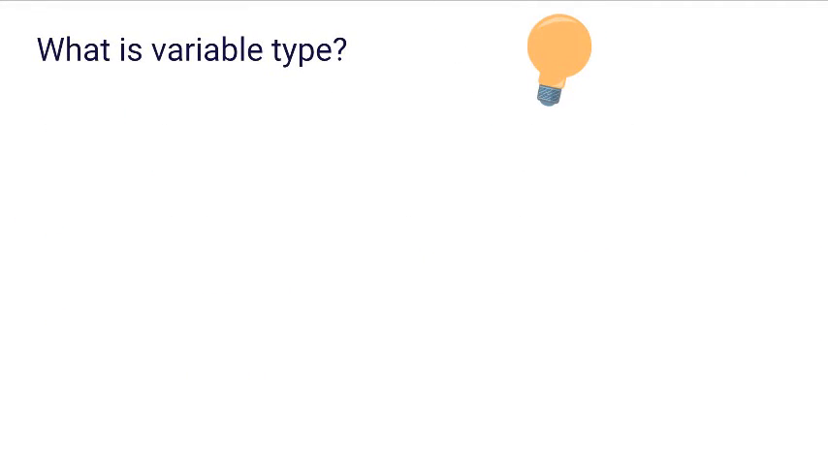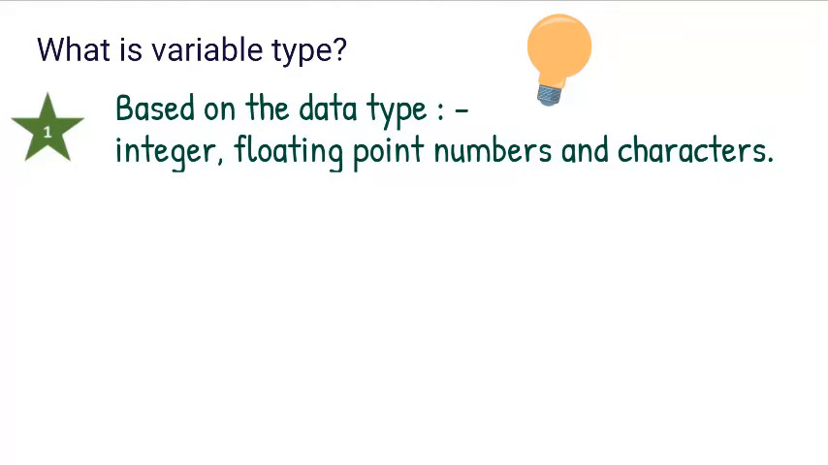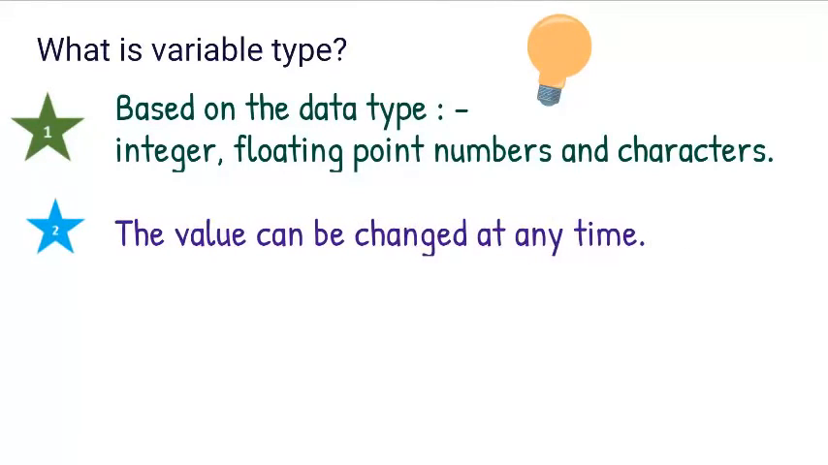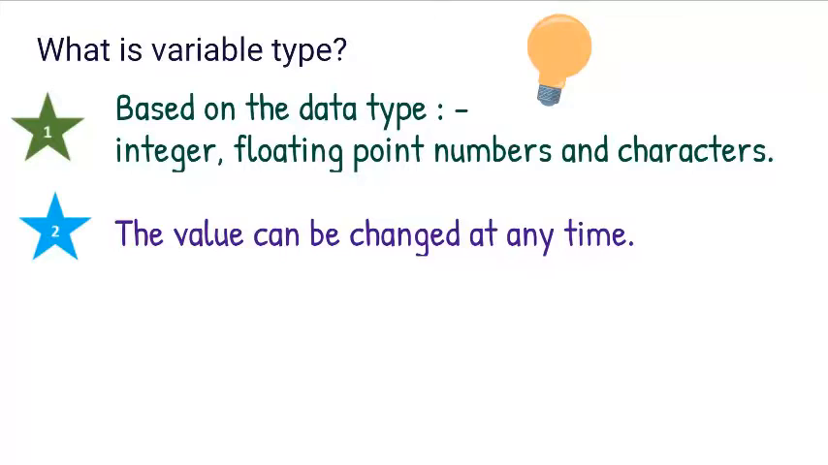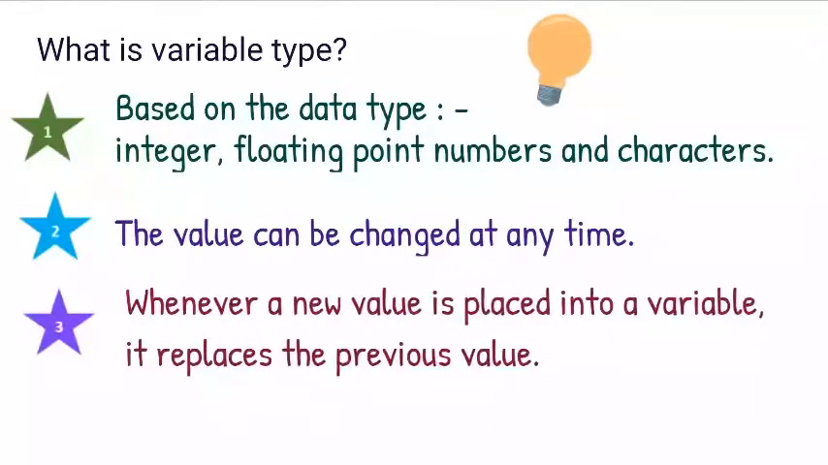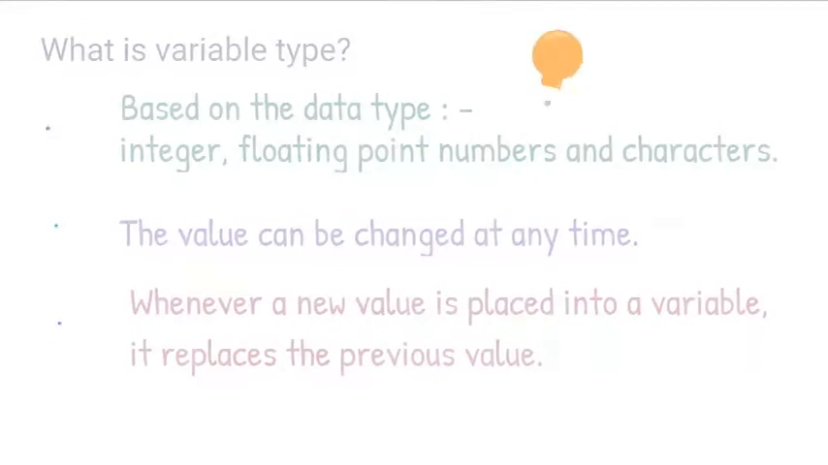What is variable type? Variable type is based on the data type, such as integer, floating point numbers, and characters. The value of a variable can be changed at any time. Whenever a new value is placed into a variable, it replaces the previous value.